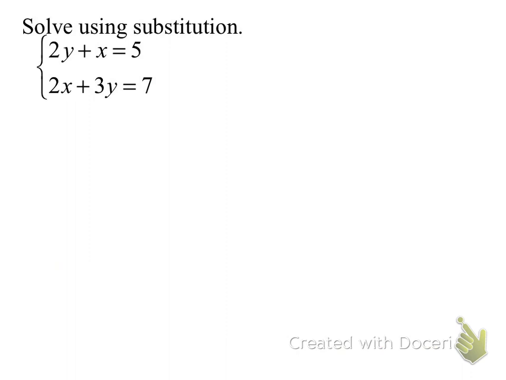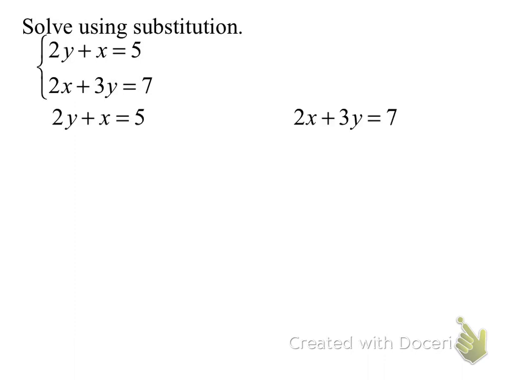All right. So now this time there's a little bit more to it. I don't have a variable that is all alone. What is the easiest variable to get alone, to isolate? Jamie? I would say x. Yeah, the first equation, the x.